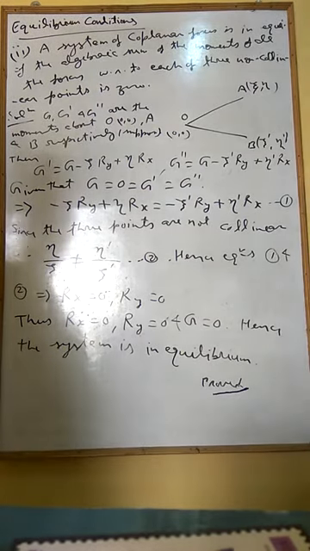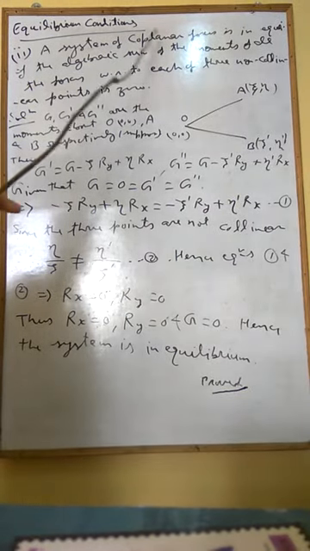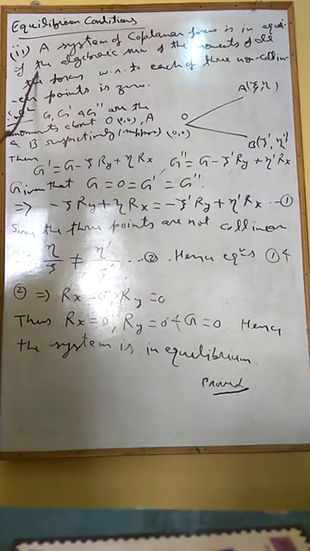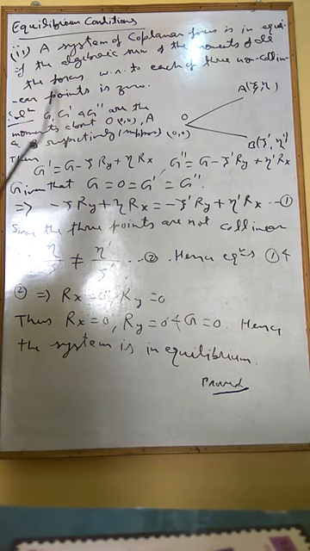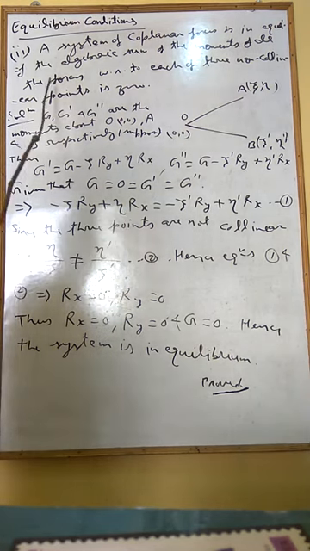The second equilibrium condition says that a system of coplanar forces is in equilibrium if the algebraic sum of the moments of all the forces with respect to each of three non-collinear points is zero.